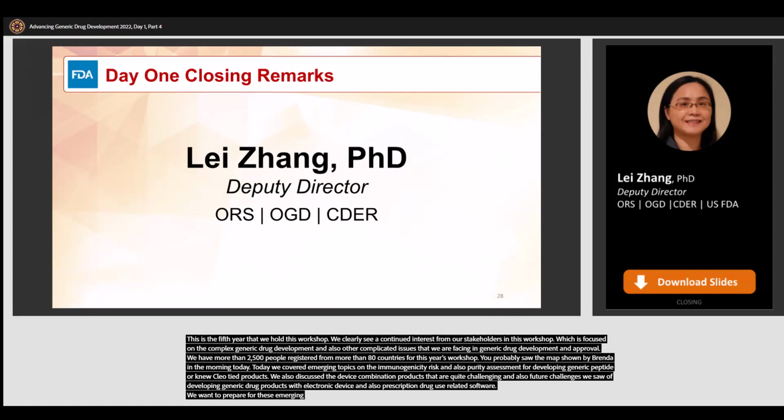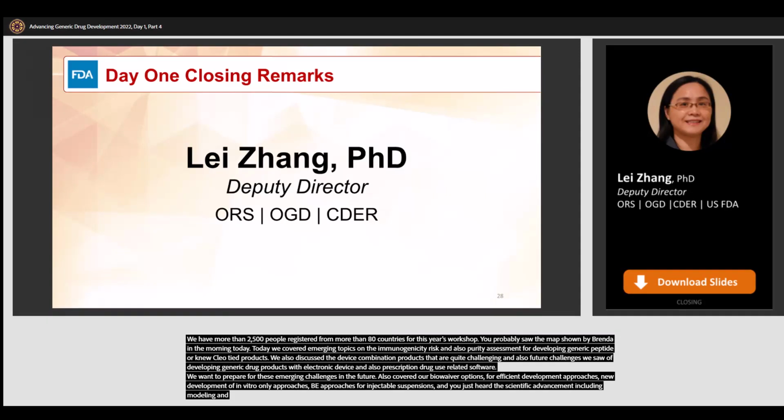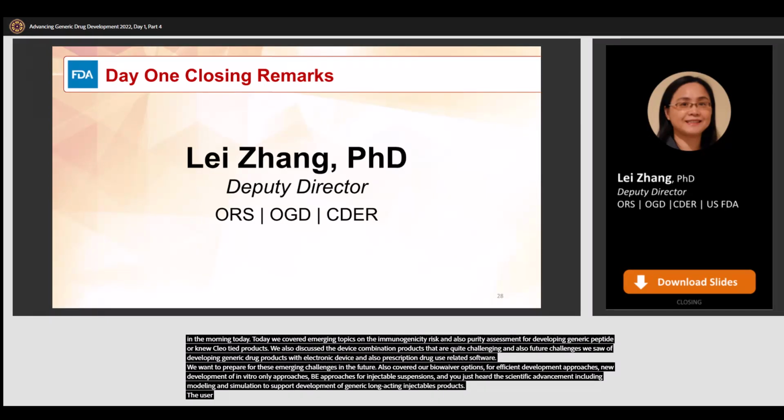Also covered are biowaiver options, more efficient development approaches, new development of in vitro only approaches, BE approaches for injectable suspensions, and you just heard the scientific advancement, including modeling and simulation to support development of generic long-acting injectable products. The Generic Drug User Fee Amendments, or GDUFA, started in 2012, have provided direct support for science and research.